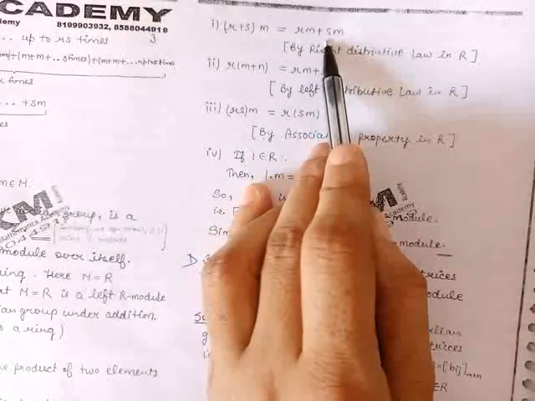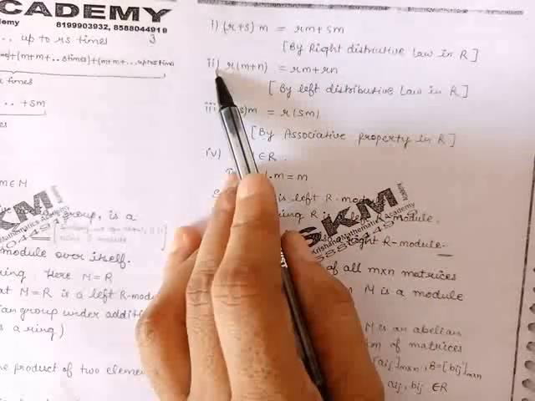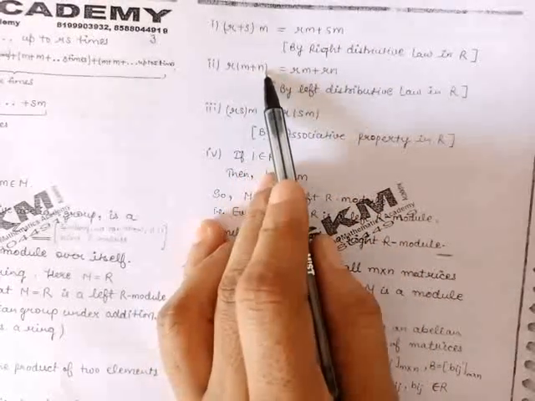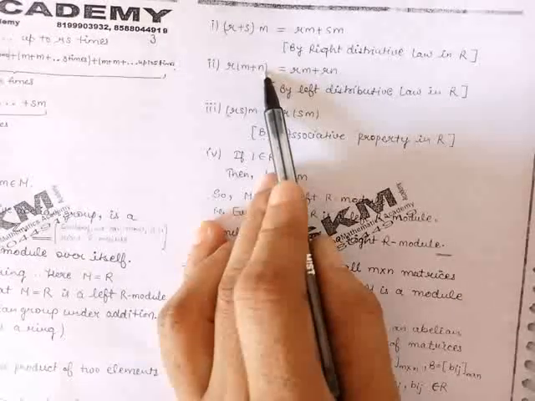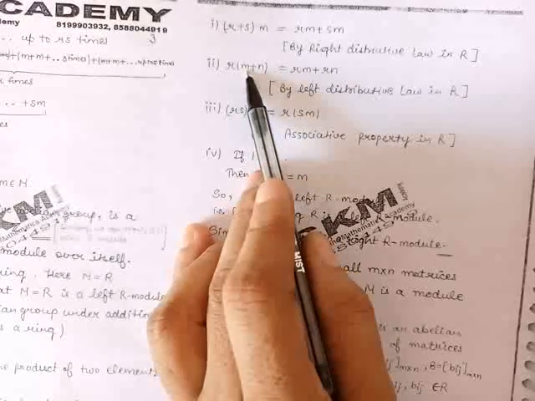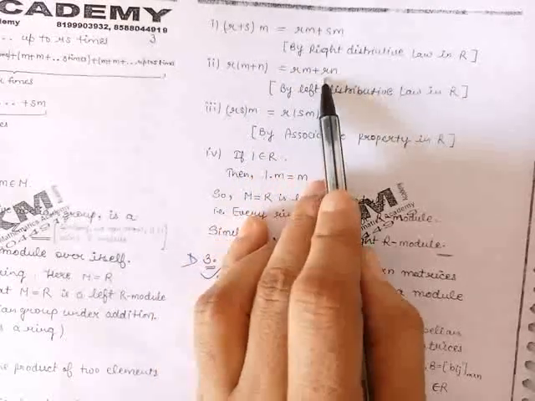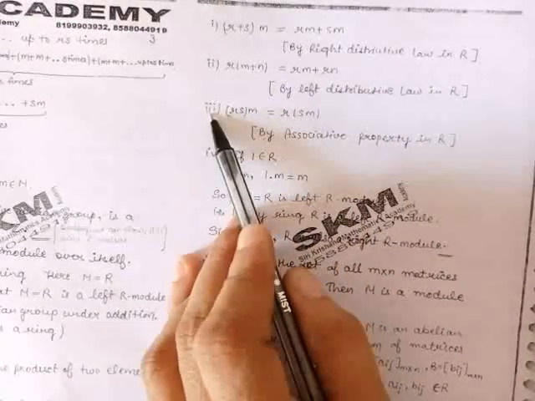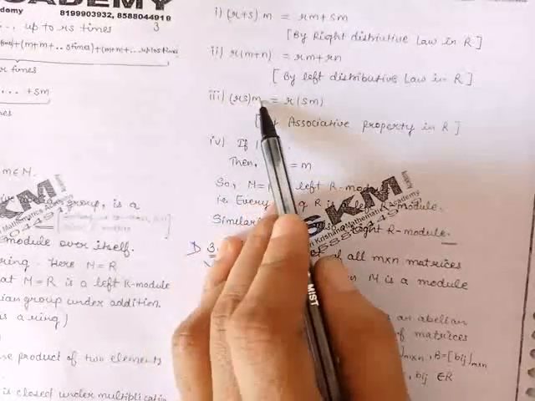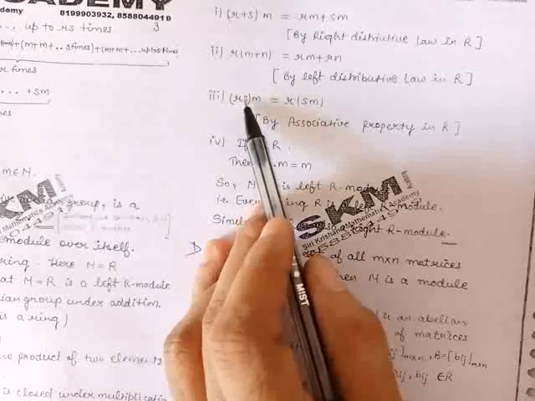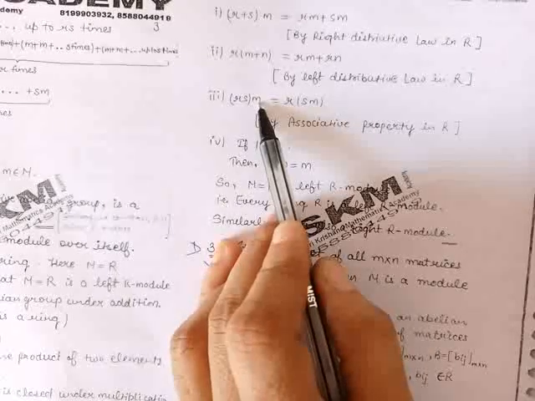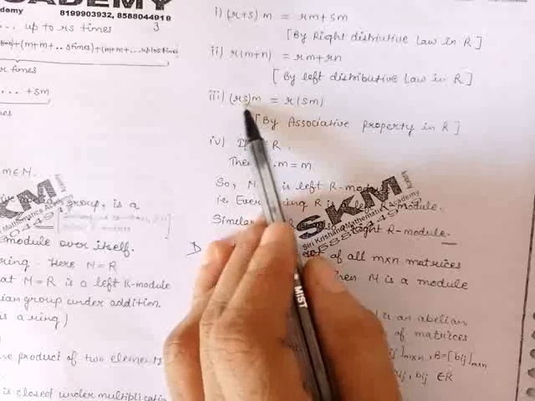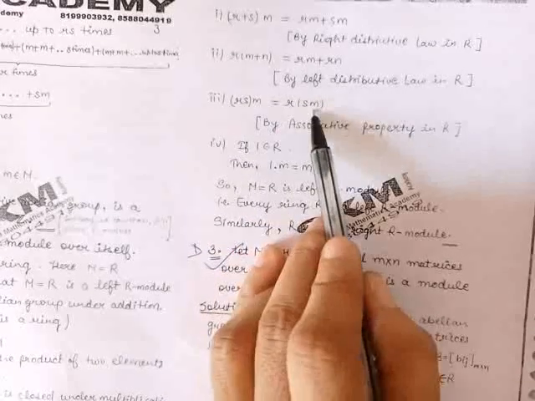Our condition is satisfied. In the second condition, we find R into (M plus N). Now, in a ring, the left distributive law also holds. So by that law, this can be written as Rm plus Rn. In the third condition, we have RS into M. Because R, S and M are all elements of ring R, and in a ring the associative property holds, by the associative property this can be written as R into Sm.